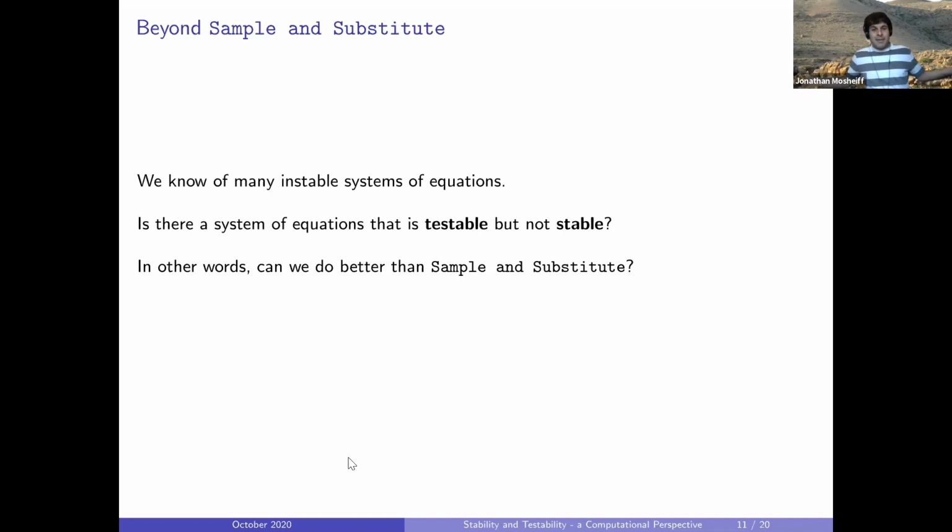So we know that many systems of equations are not stable, and by the equivalence we've just shown, that also means that we're not going to be able to test them by the sample and substitute algorithm. But can we test such systems of equations in general? So the spoiler for the rest of this talk is that for some systems of equations, the answer is going to be yes. And what we're going to discuss from now on is what can one do other than sample and substitute, and which systems of equations in general are testable by some algorithm.